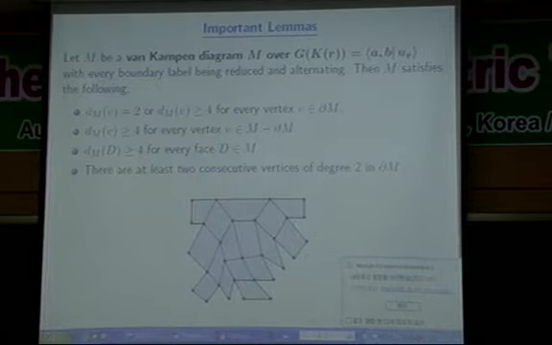there are two consecutive vertices of degree 2 in the boundary of this Van-Kampen diagram. Actually, if you draw a Van-Kampen diagram satisfying these three properties, this can be one such example. And here we can see that on this boundary we have two consecutive vertices of degree 2. Therefore, if U_S equals the identity, we must have some Van-Kampen diagram with boundary label equal to U_S. Such a Van-Kampen diagram should satisfy this property.